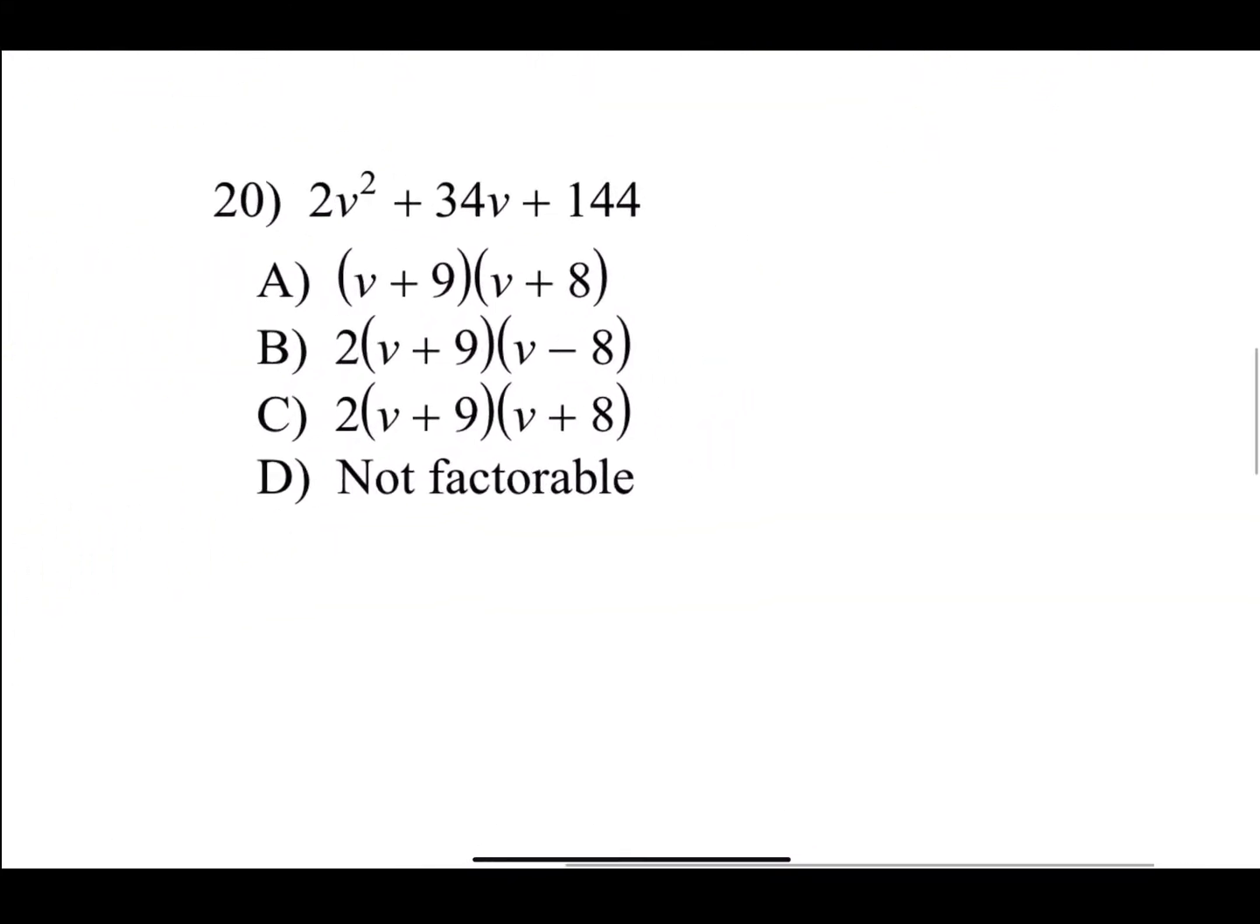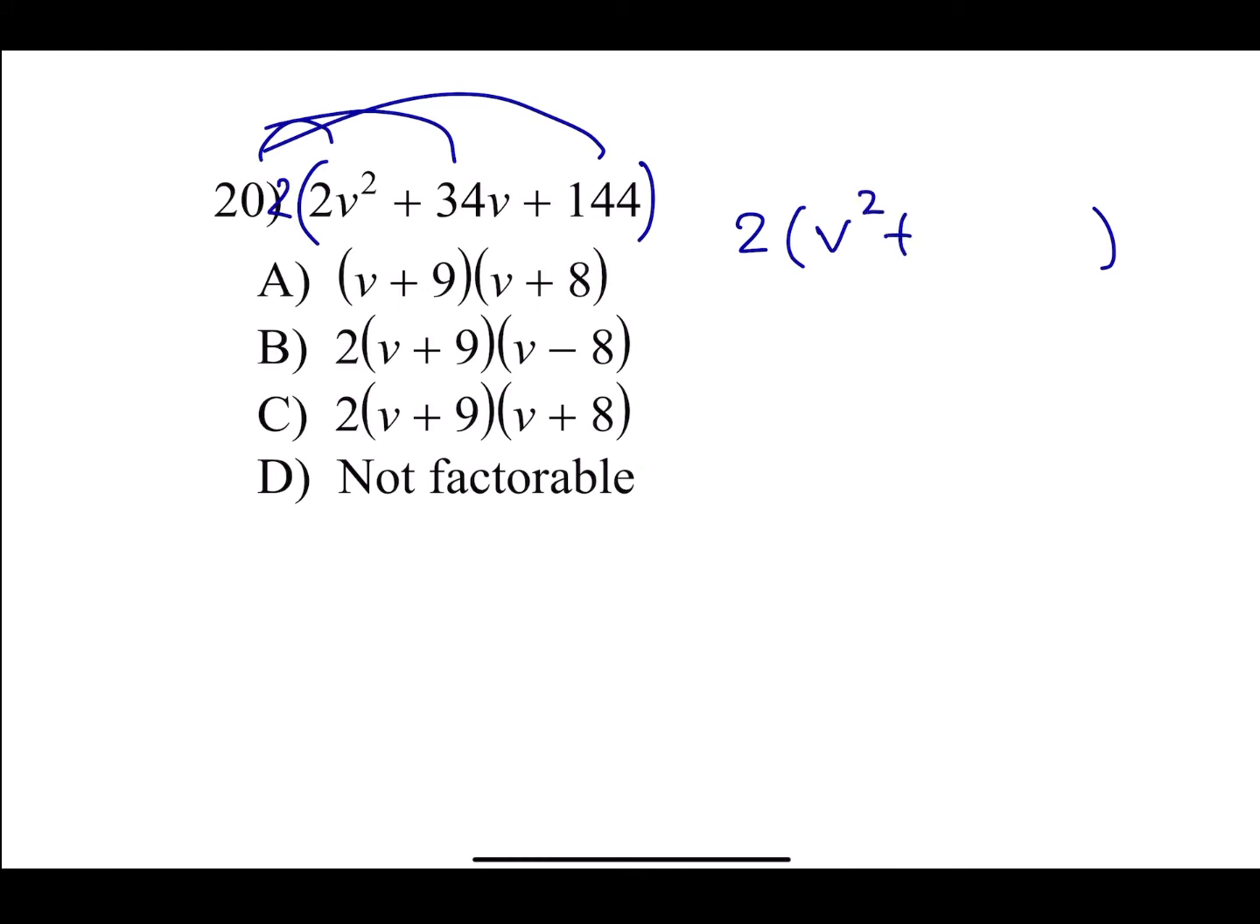Okay, how about 20? Is it in standard form? Absolutely. Does it have a GCF? I think so. And the reason why is the first coefficient's 2. 34 is an even number and 144 is an even number. Everything's divisible by 2. If we can divide something and pull out a GCF, reverse distribution, we should. So we're pulling out a 2 from each of these. So what do we get? 2 out front. V squared plus what's 34 divided by 2?